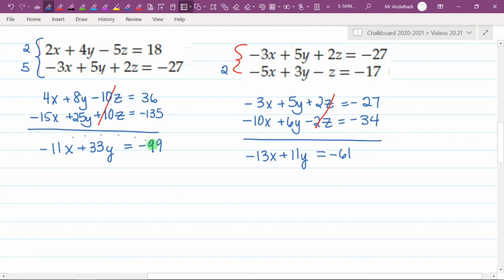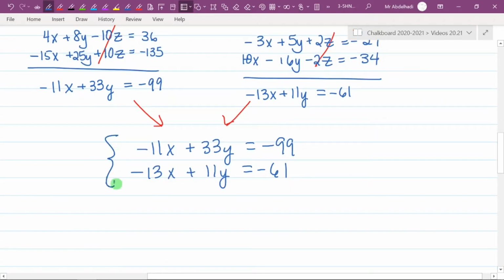We now have two equations with two variables. And when you have two equations and two variables, you can solve this with elimination, where we have this equation right here and this equation right here, and we can solve this using good old-fashioned elimination like from Algebra 1. So let's take a look here.